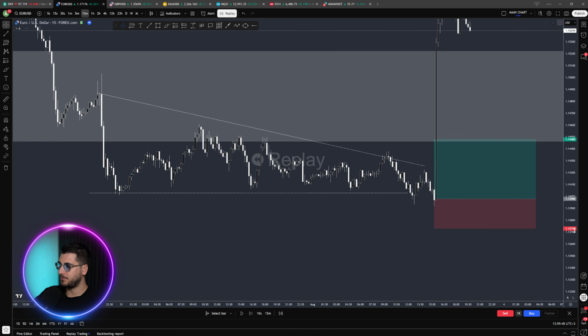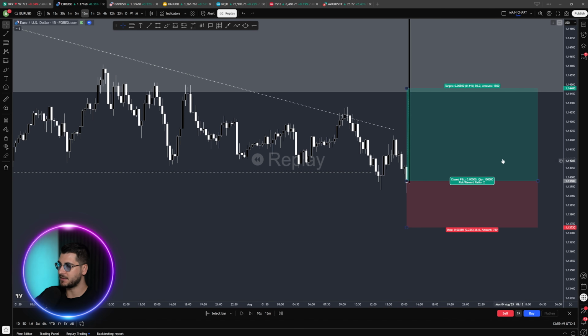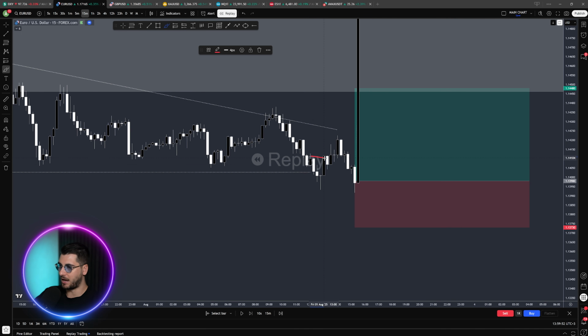I go down on the 15-minute, and what do I see? Right here, price comes down. It gives a fake break of structure to the upside. We have the high, we have the low, price breaks higher and then starts coming down, and exactly before NFP, price takes the low again. So that's when I enter the buy position.